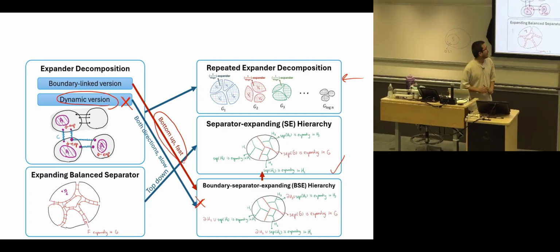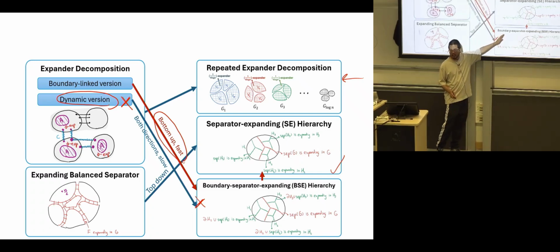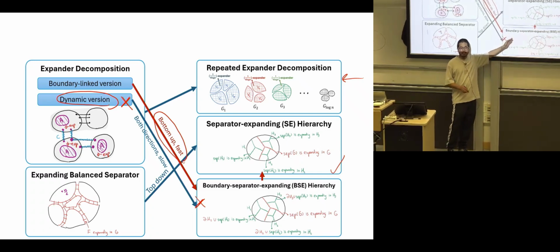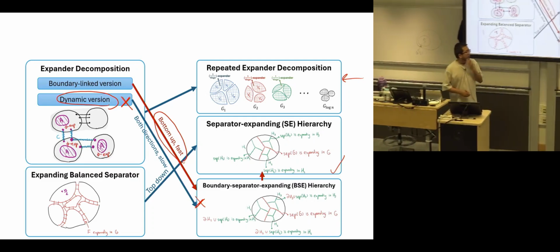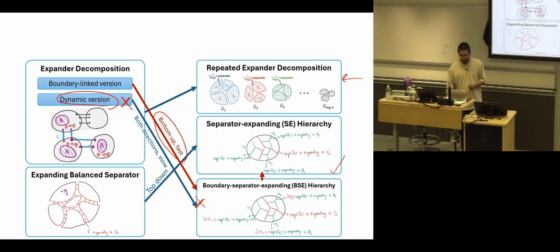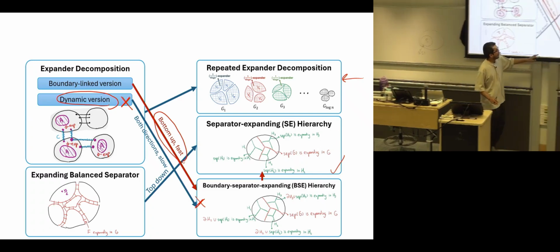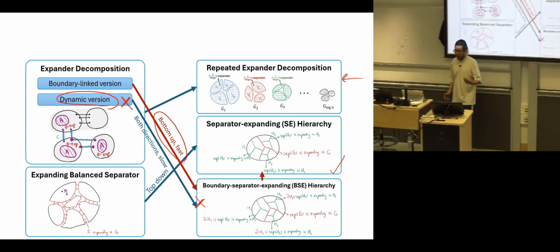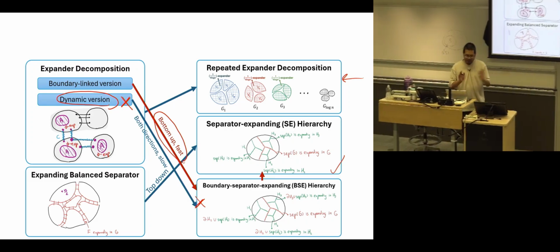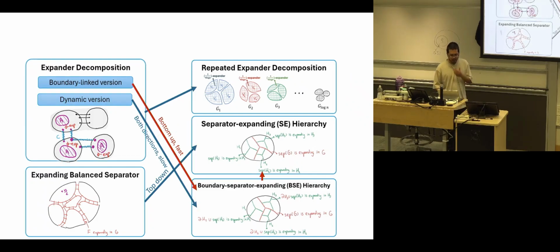But you see that the quality of the BSE hierarchy from today is not ideal. The ideal one should have polylog quality, but we're going to get something worse. It's actually open how to build this one fast with polylog quality. So after today, that's the open problem that you can think about.